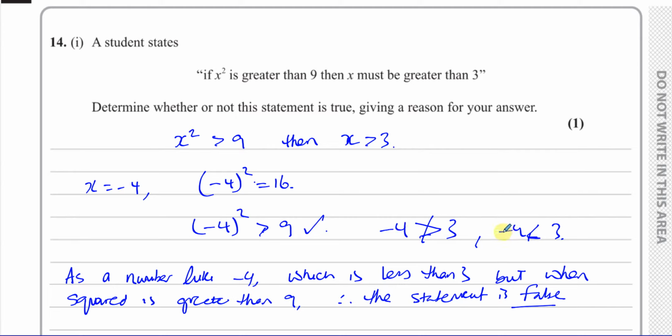It would even work with, for example, if x is minus 3. Although no, it won't, because minus 3 squared is equal to 9, not greater than 9. So you start with anything that's less than minus 3. You will find that when you square it, you get something that's greater than 9, but of course the number itself is less than 3. So that works fine. So any negative number whose magnitude is greater than 3, like minus 4, minus 5, minus 3.5, whatever it is, will show this statement to be false. So this is like proof by counter example.